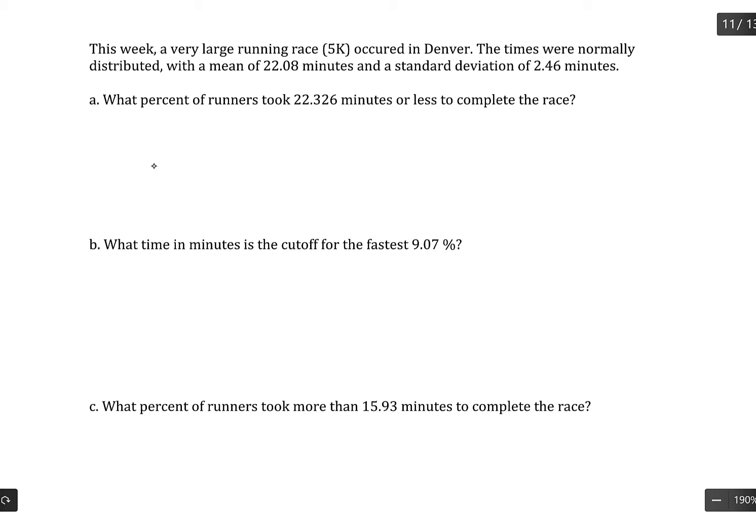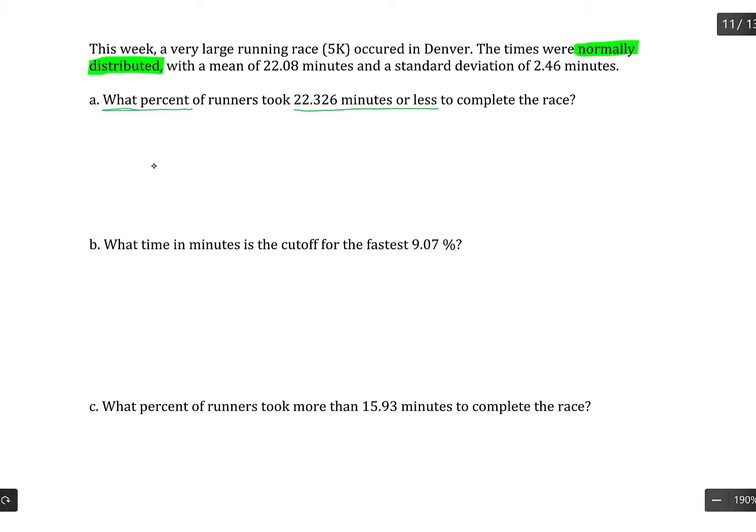The first thing that I notice here is that the times are normally distributed. So that helps me identify how I'm going to go about solving the problems. Each of the problems is going to be solved using either inverse norm or normal CDF functions from the calculator. Those are the ones that help us with normal distributions. The first problem asks what percent of runners took 22.326 minutes or less to complete the race.